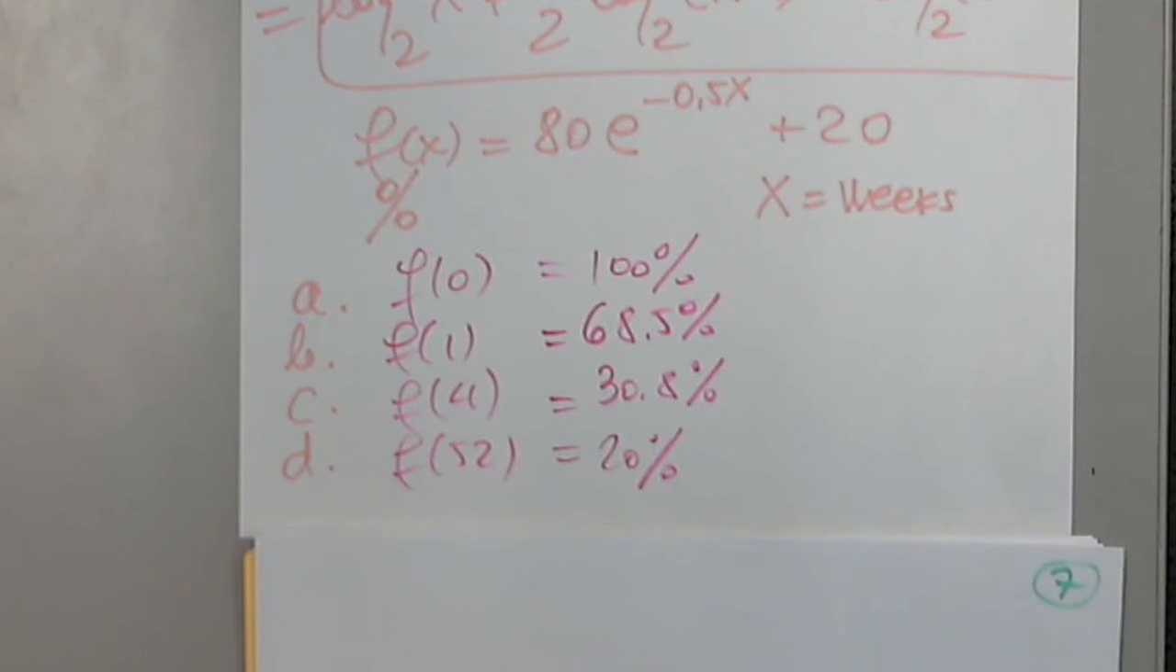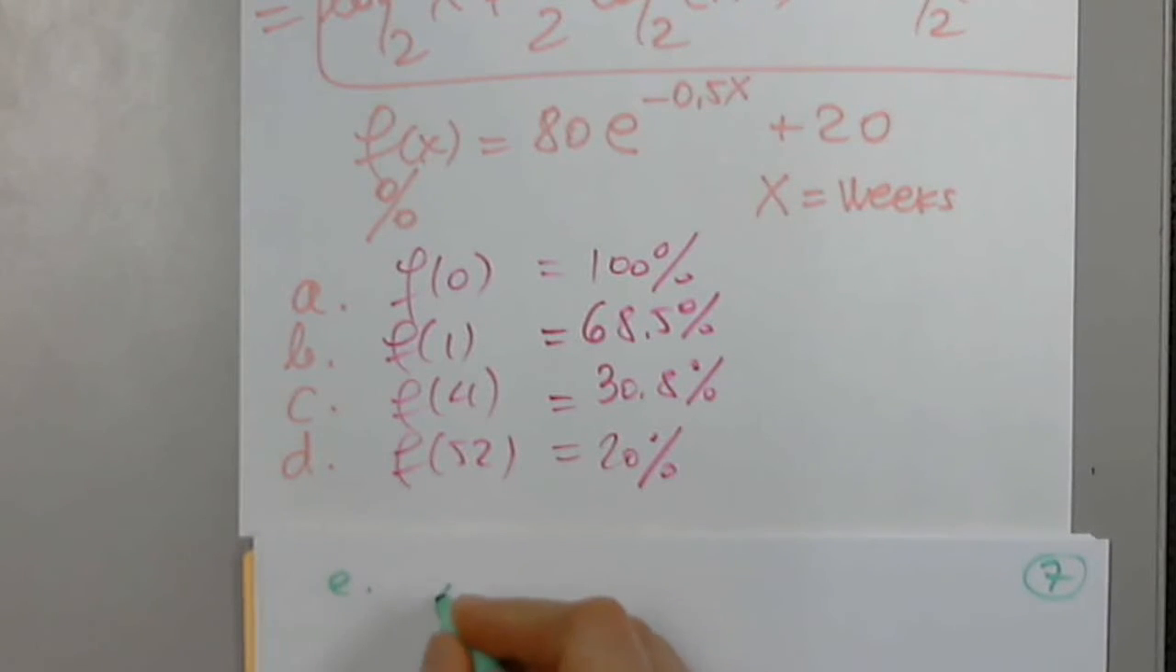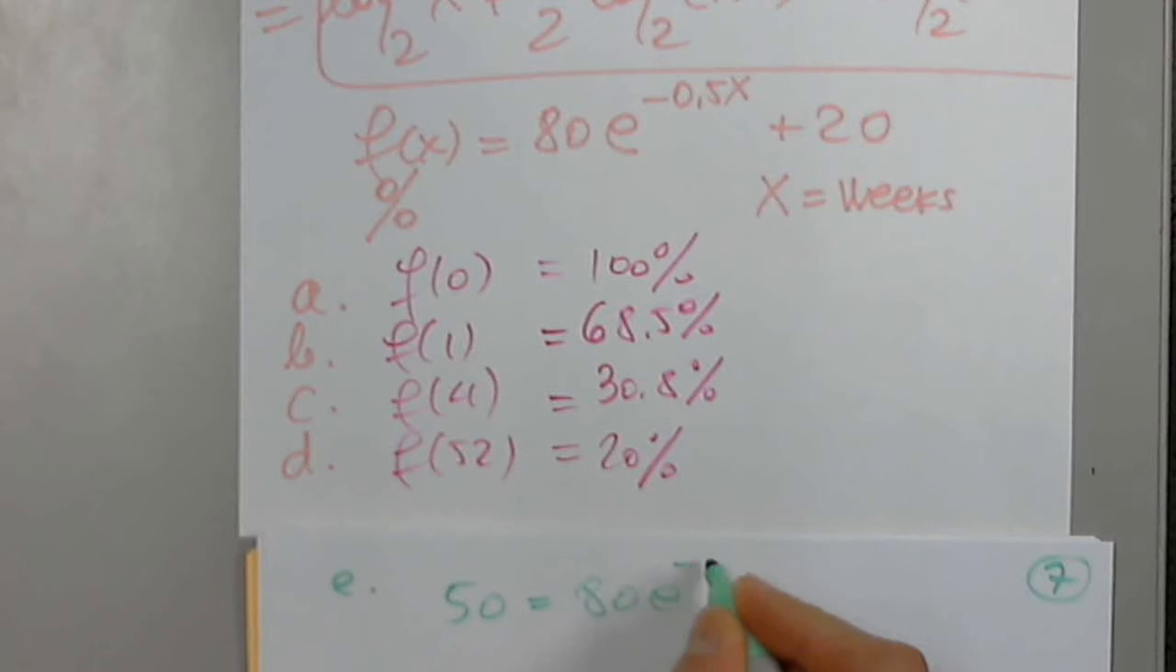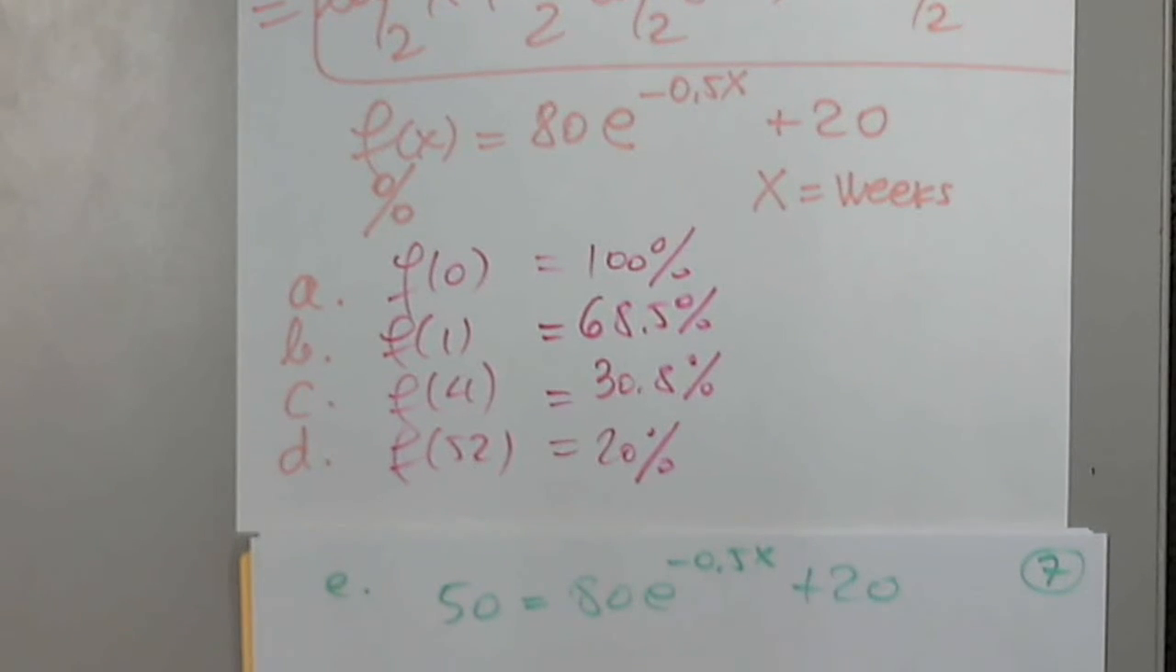After how many weeks does the percentage drop to 50%? So after how many weeks will the percentage of the information retained drop to 50%? What am I asked to do, and how do I do it? 50 equals. Correct. Very good. Now we are given the y value: 80e to the negative 0.5x plus 20.